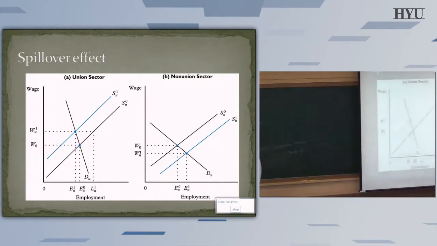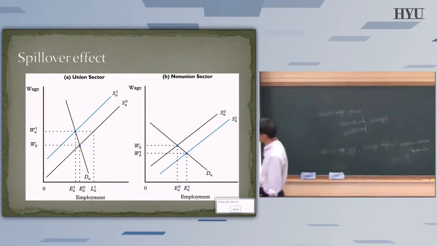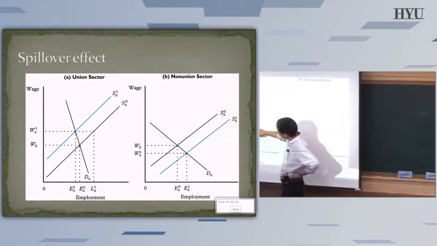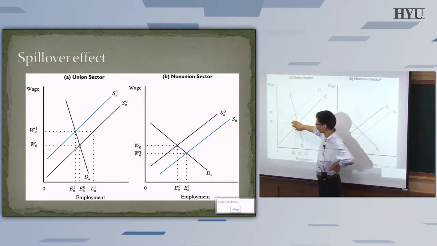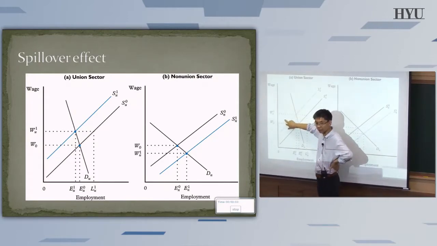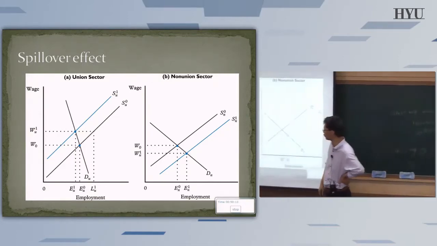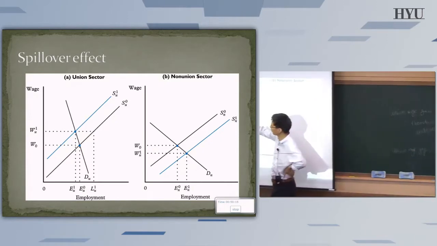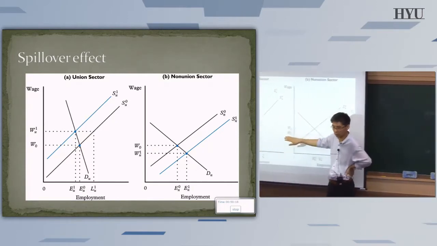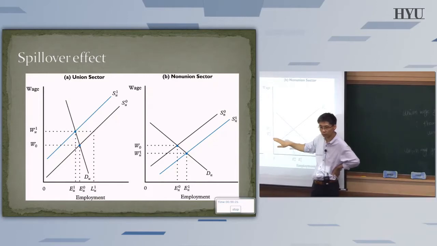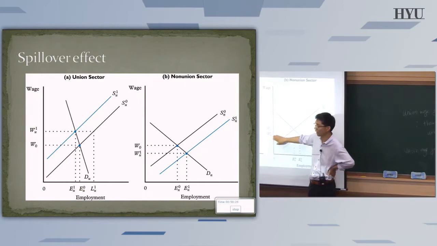So what does it mean? It means the union wage gain for these workers is actually the difference between WU1 and W0, right? Without the union, they would get W0. With the union, they would get WU1. So this is the union wage gain. Then what is the union wage gap? The union wage gap is WU1 minus what? W0 or WN1? It's WN1.